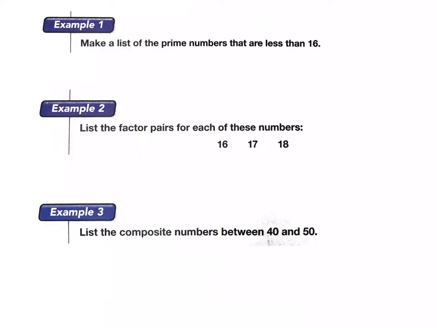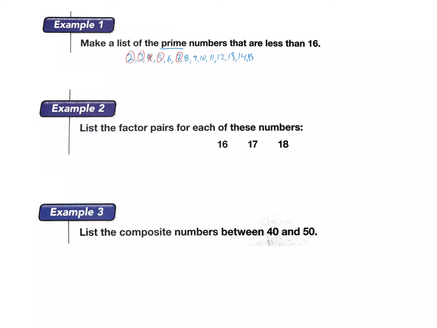All right, so it says make a list of prime numbers that are less than 16. First, let's list those out. Since we're talking about prime, I'm going to start at 2: 2, 3, 4, 5, 6, 7, 8, 9, 10. Notice it says less than 16. 16 is not less than 16. So I'm going to go through and circle the ones I know are prime. We're talking about 2, 3, 5, and 7.